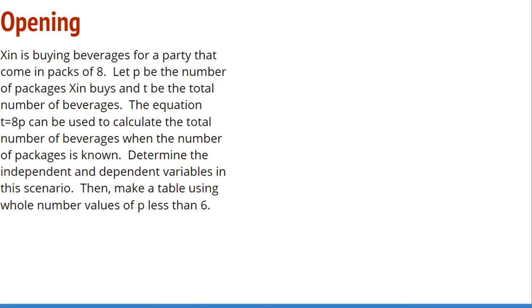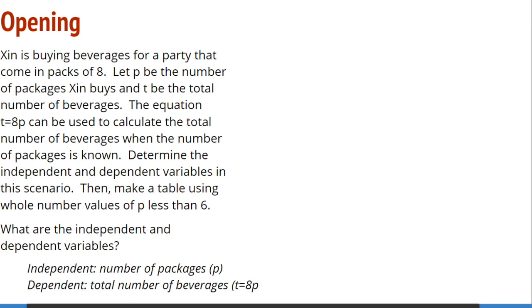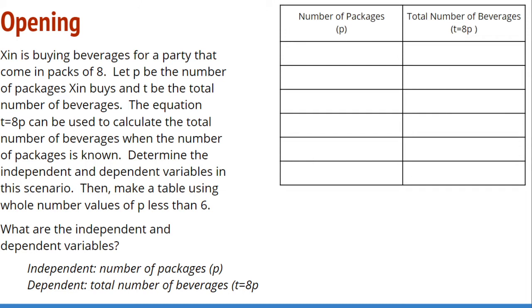So we've identified our dependent and independent variables, and now we're going to create a table, and we are supposed to have number of packages that is less than 6. Independent variable is the number of packages, dependent variable is the total number of beverages. And you can see I've got my table set up here. I've got my 2 columns with my headings. Notice that I have included my variables and equations as part of my headings. Much easier to do when I've typed it up instead of having to handwrite it on the screen.